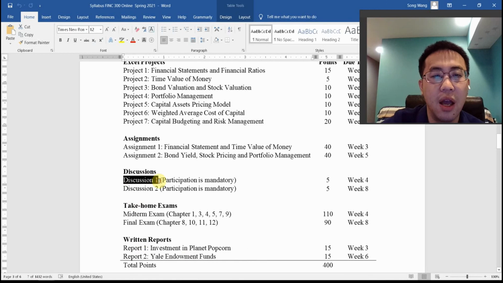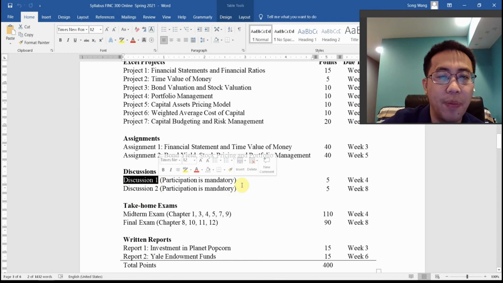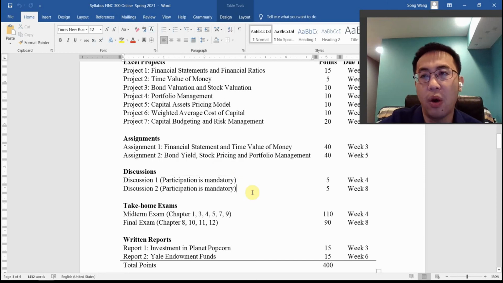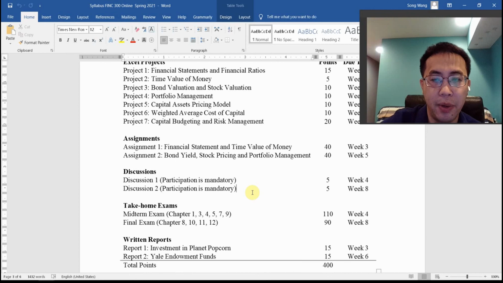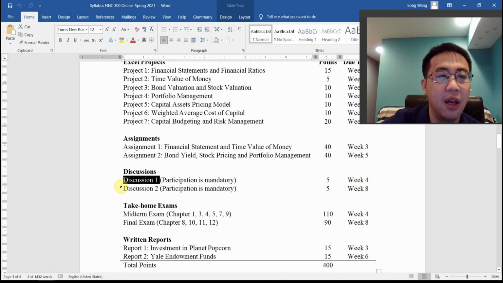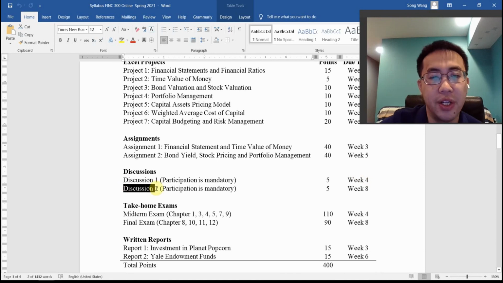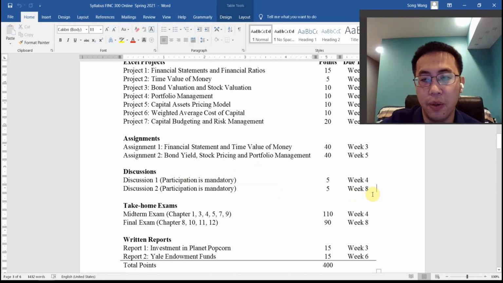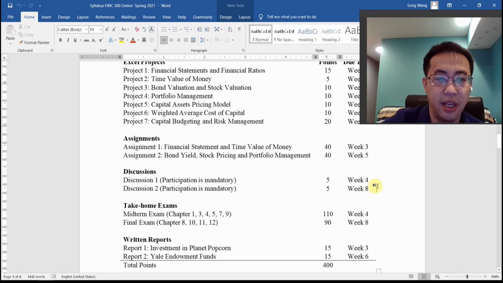So basically, these are mandatory meetings, and we're gonna meet to review what we learned for half of the semester. And most importantly, this review class will be very helpful for you to prepare for the exam. For example, this first discussion will be your preparation for the first exam or the midterm. The second discussion will be your preparation for the final exam. So it's just my way of helping you do better in the exams.